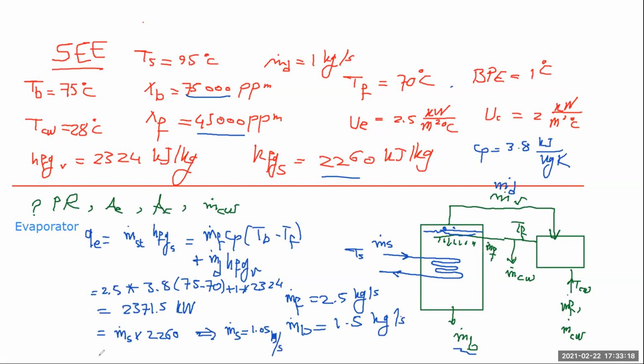It's a simple energy balance. And now we can determine the value of the performance ratio PR, which is m dot distillate over m dot steam. The distillate is 1, the steam is 1.05, so the value here is 0.96 or 0.97, something like that. So this is the first requirement here, which is the performance ratio.